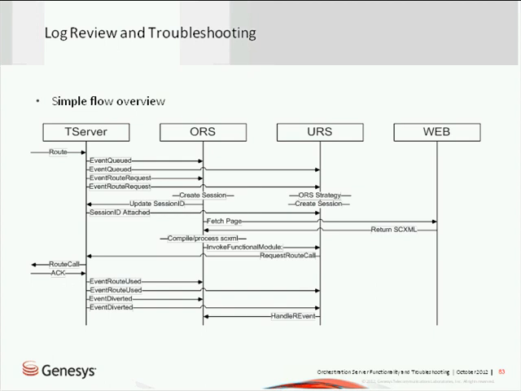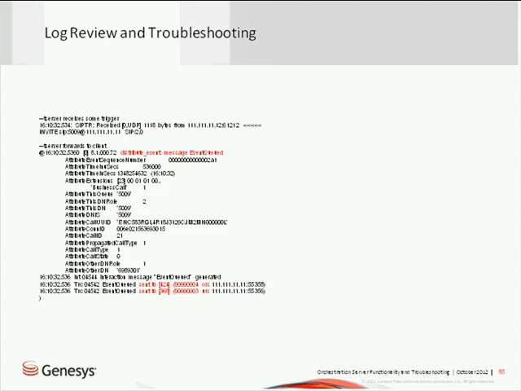Okay, so here's the flow. The first thing you're going to get is some kind of trigger. In this case, again, it's a very simple flow. The trigger comes into T-Server, and T-Server is going to take that and generate a queued event. Here I'm using SIP, so I just get an INVITE to my T-Server. My T-Server turns that into an EventQueued and sends it to ORS, and it sends it to URS.